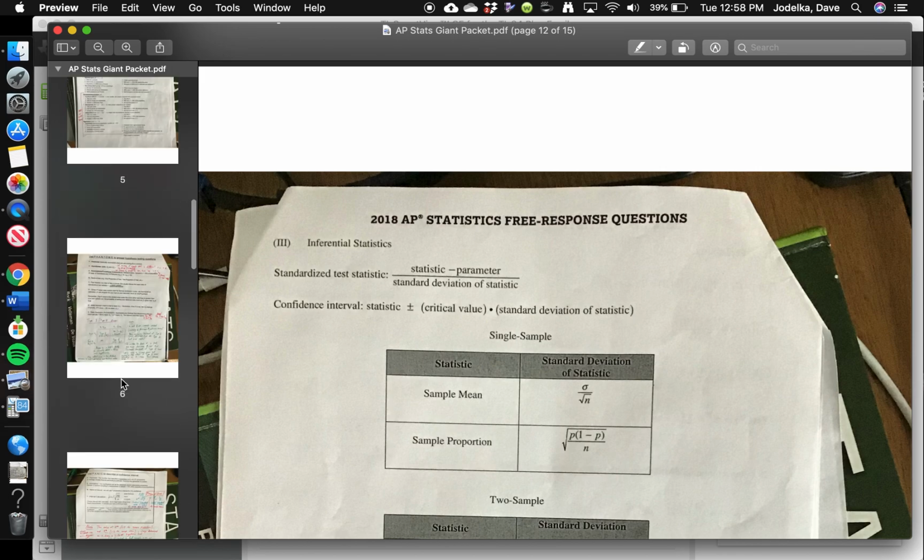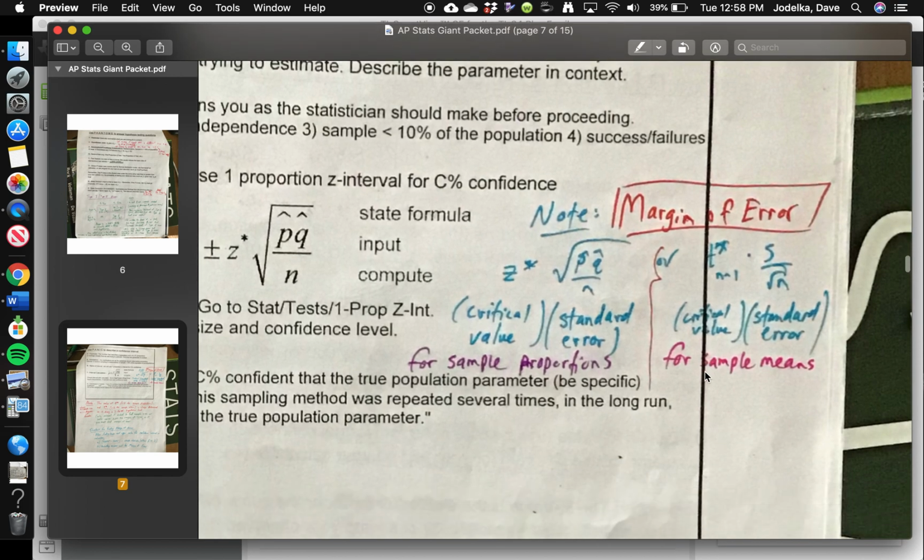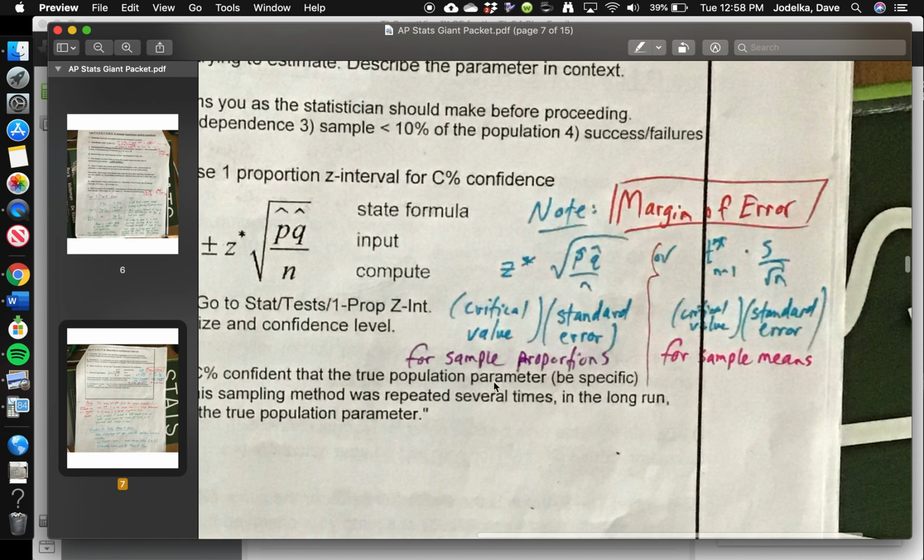Now, if I click back here, again, that's what this is. This is for proportions right here. So I wrote a little note here if you want to pause and write this. Margin of error when you're talking about proportions is z star times the square root of p hat q hat over n. That's the standard error, which is the standard deviation of your sample.